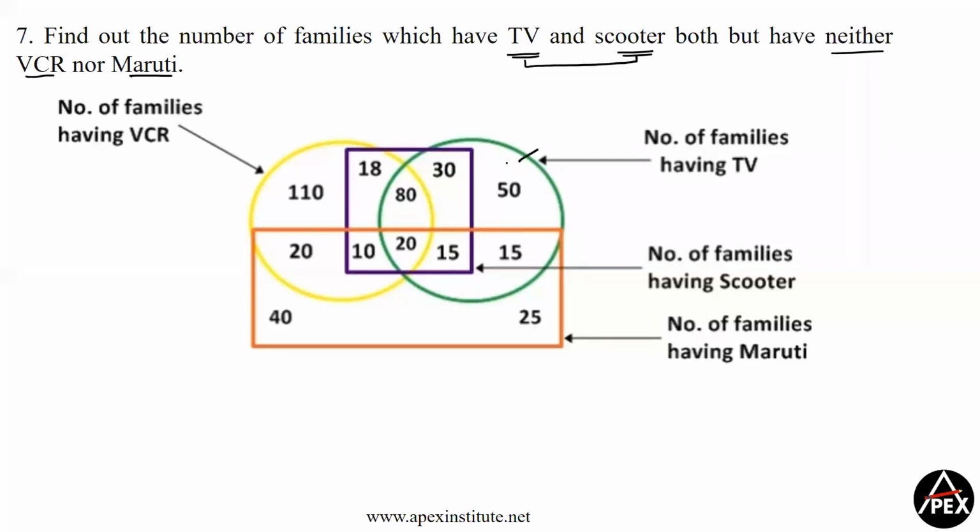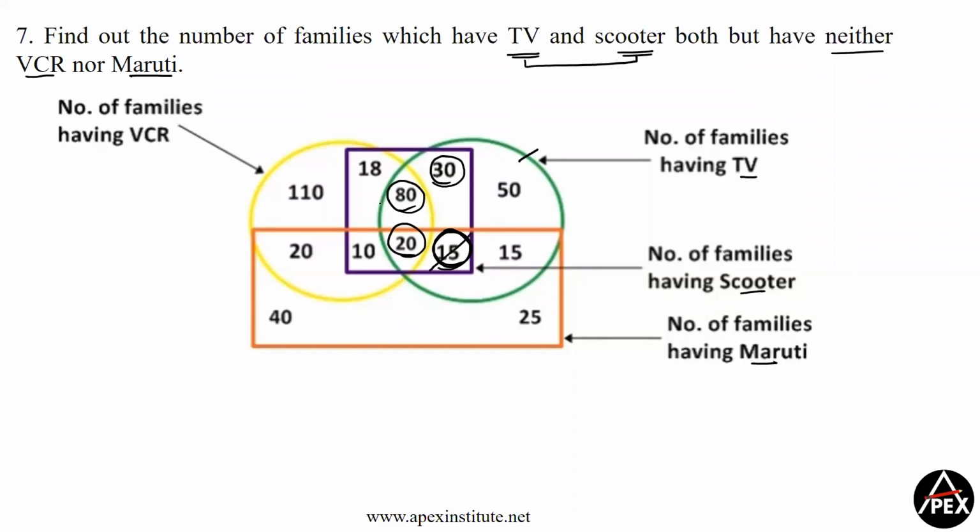This represents the number of families having TV, and this represents the number of families having scooter. So we have 4 regions: 30, 80, 20, and 15. Now they should not have VCR and Maruti, isn't it? Now if I observe these 4 regions, these 15 families will be having TV, will be having scooter, and also will be having Maruti. So I can eliminate this.